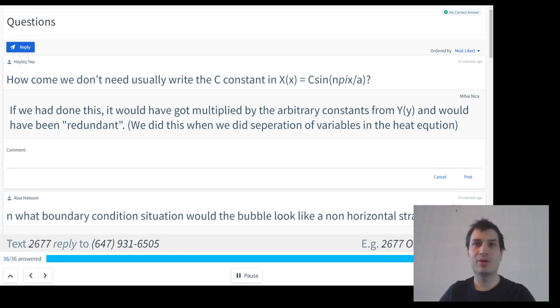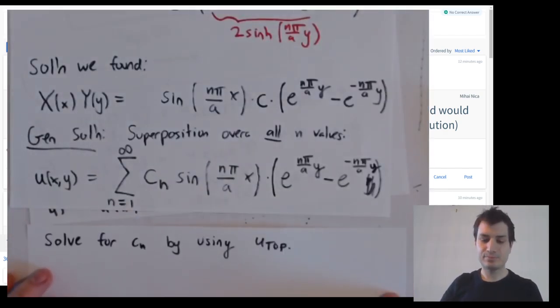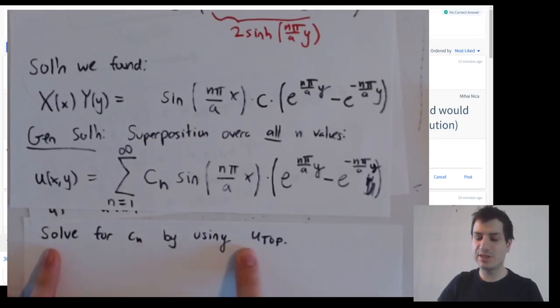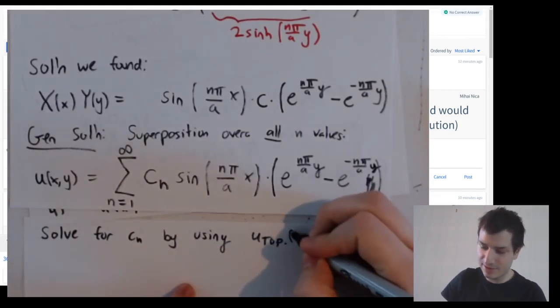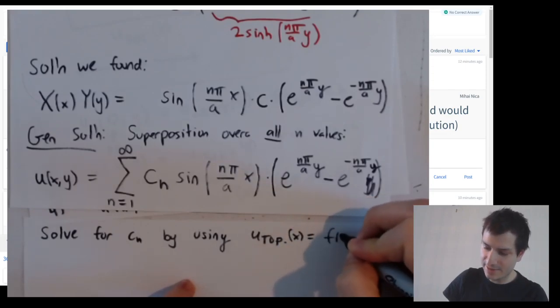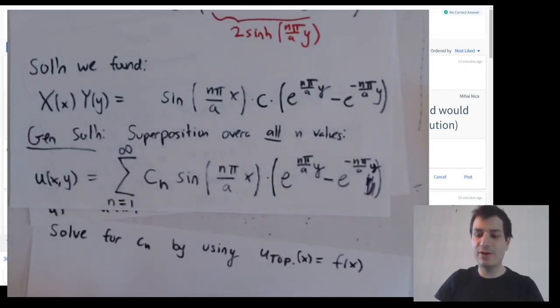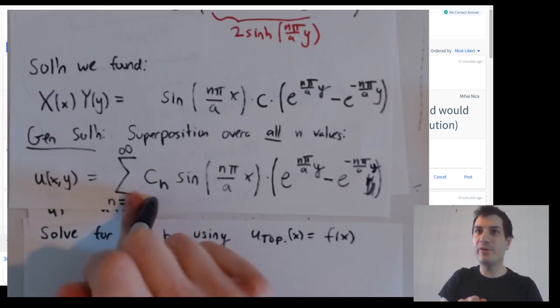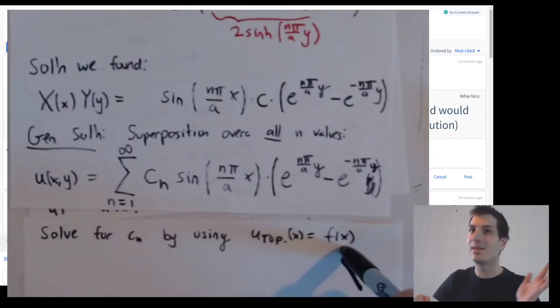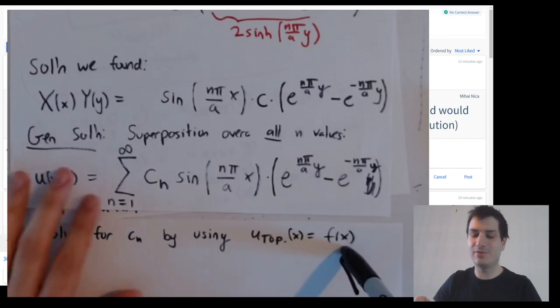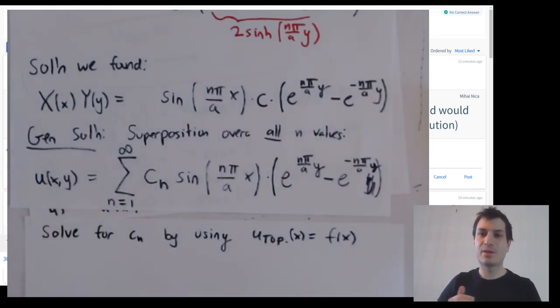Okay, so last thing we've got to do is solve for the c_n by using u_top. So u_top of x is some arbitrary function, f of x. And we're going to figure out what the constants c_n are. And the formula is going to be something involving f. So it's not surprising. It's going to be some integral involving f times some other things.